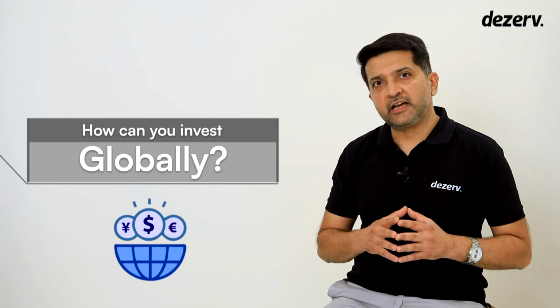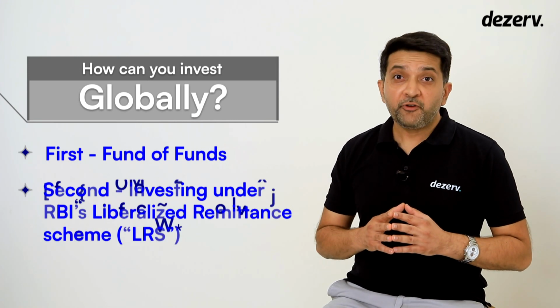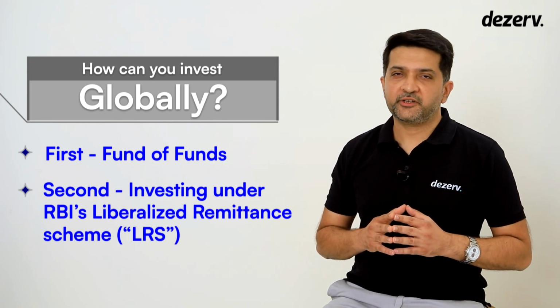Now that you know why you should invest globally, the next question on your mind is how can you invest sitting in India? Well, there are two distinct ways how Indian investors can invest globally. First, fund of funds, and second, investing under RBI's Liberalized Remittance scheme. First one, fund of funds.